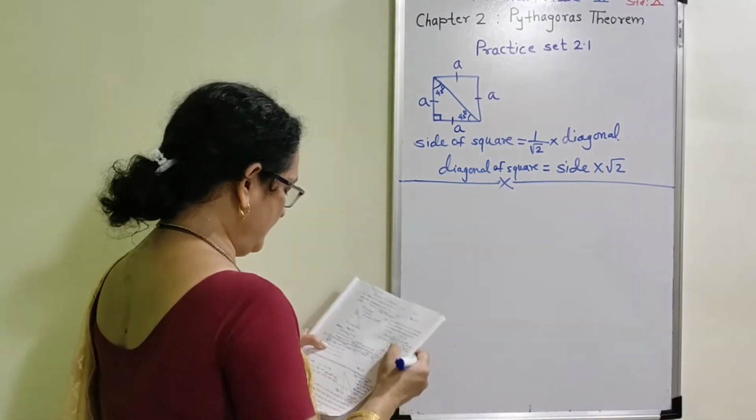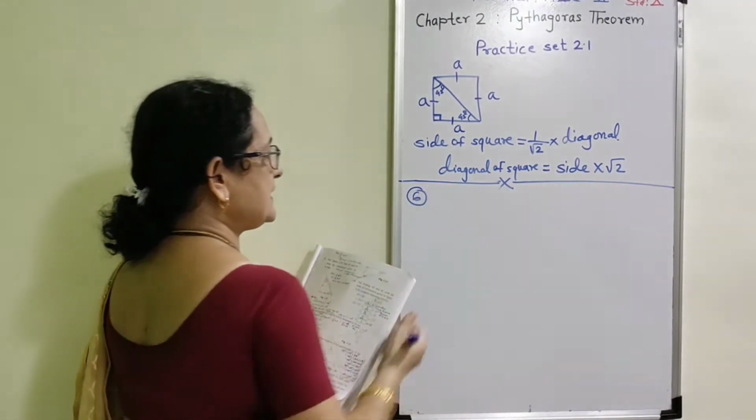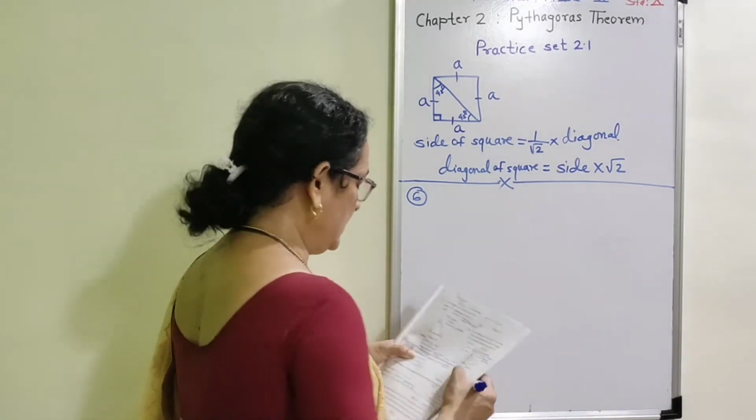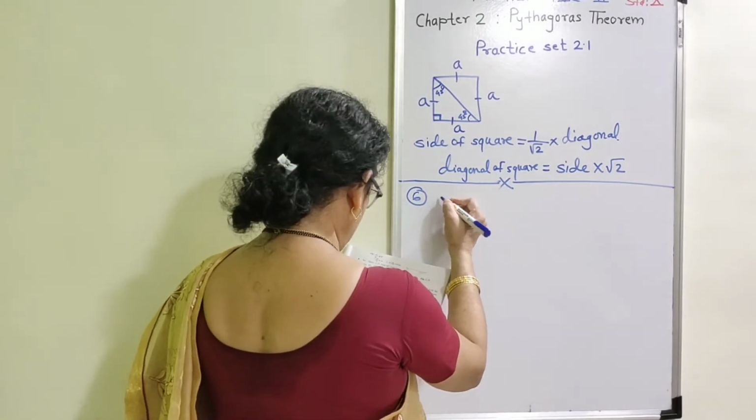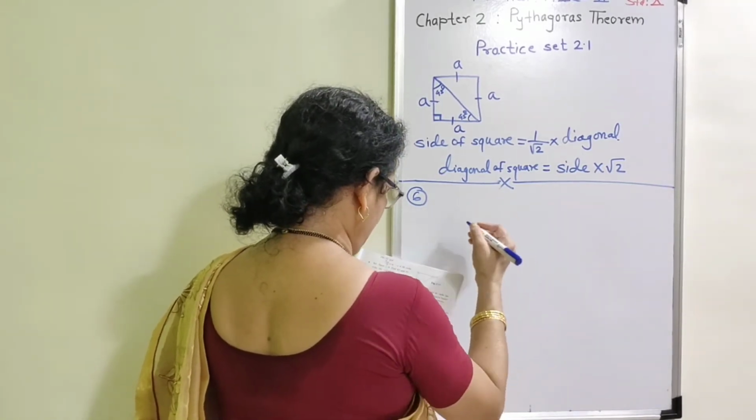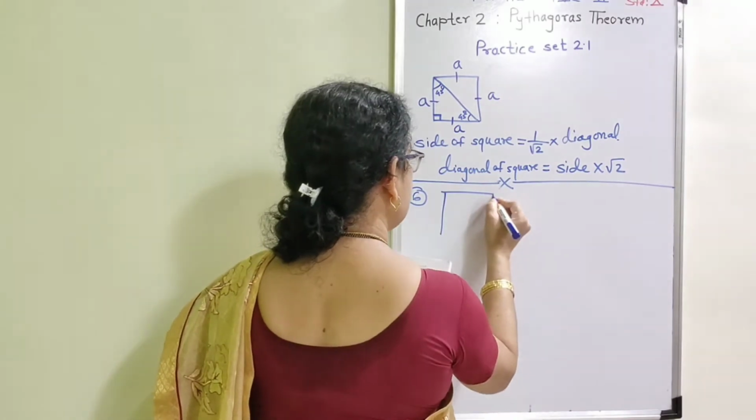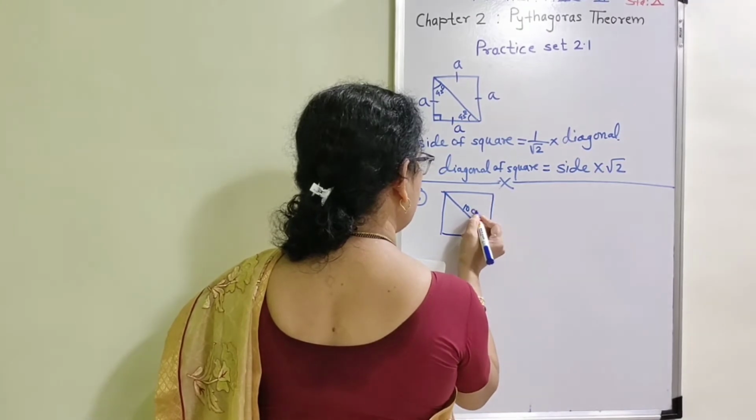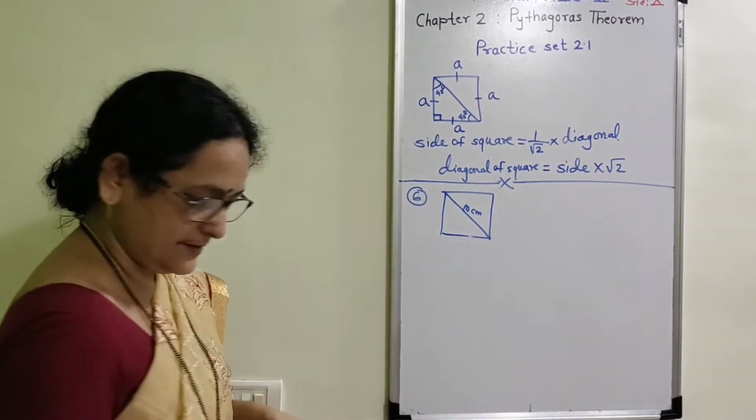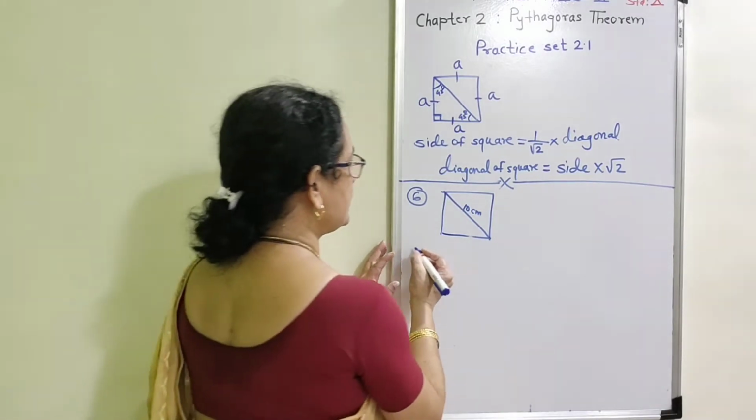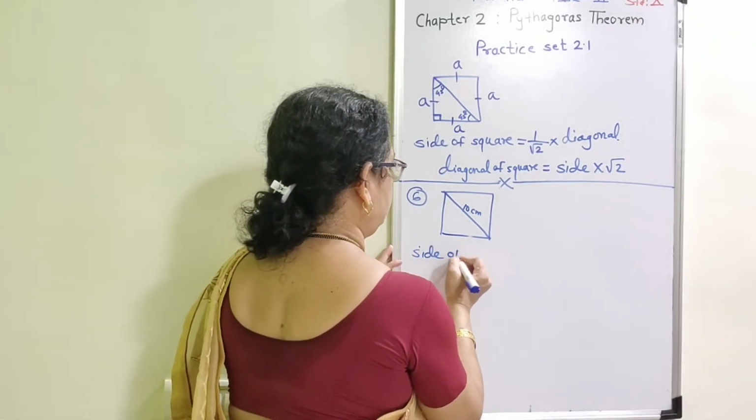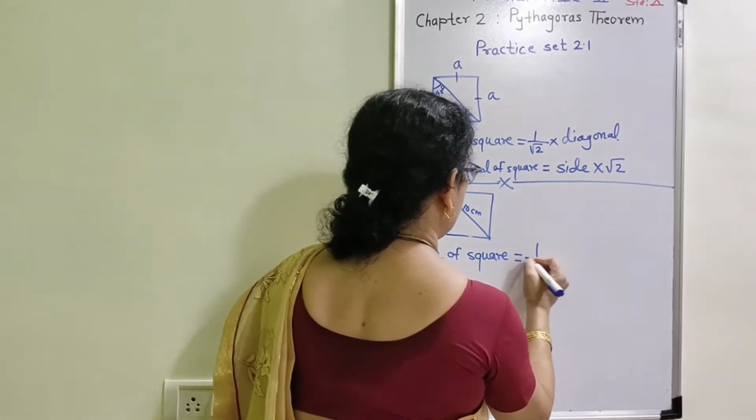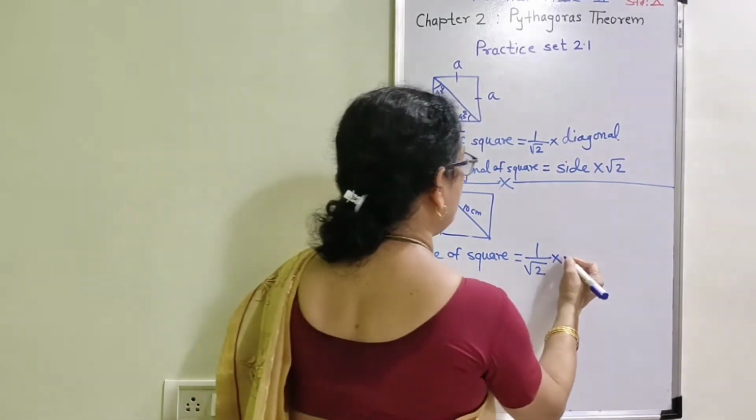Now we are going to complete example number 6. This example we can also solve with the help of the application of Pythagoras, but no need to apply Pythagoras. Find the side and perimeter of a square whose diagonal is given as 10 centimeter. Now a square is given and only its diagonal is given, and the diagonal is 10 centimeter. Now side of square, write directly the formula: side of square is equal to 1 upon root 2 into diagonal.